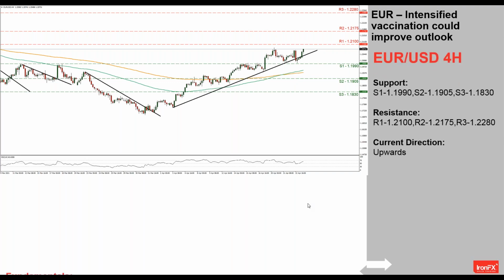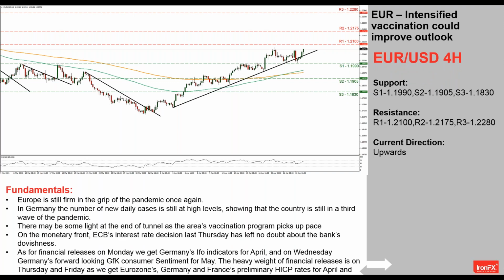Now, on the fundamentals, Europe is still firm in the grip of the pandemic once again. It's characteristic that in Germany, the number of new daily cases is still at high levels, showing that the country is still in the 3rd wave of the pandemic. Yet there may be some light at the end of the tunnel as the area's vaccination program picks up pace. As per EU Health Commissioner Stella Kyriakidou, vaccinations are ongoing at a rate of 3 million doses per day, which is a considerable improvement.